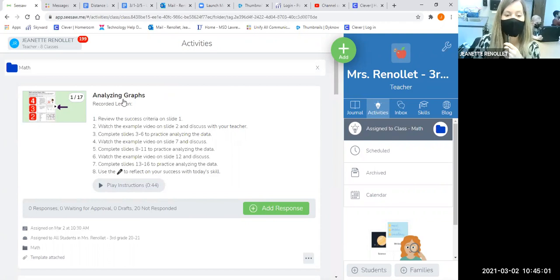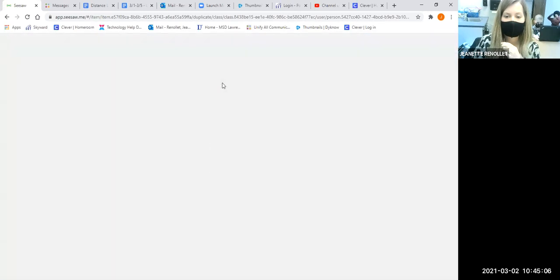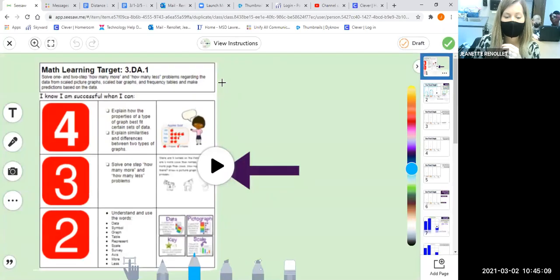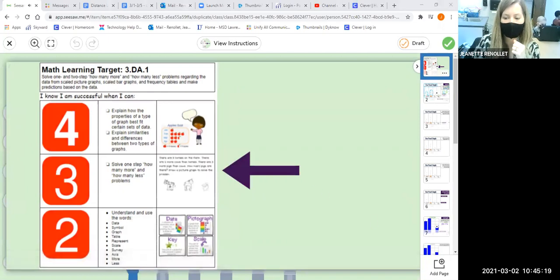Our task today is called Analyzing Graphs. Please open that up. Today we're going to begin by listening to our success criteria. What is the skill that we're practicing today? Our learning target for today is to solve how many more and how many less problems as we analyze a graph full of data. Today we will also be using vocabulary words as we practice asking our own questions about a graph.